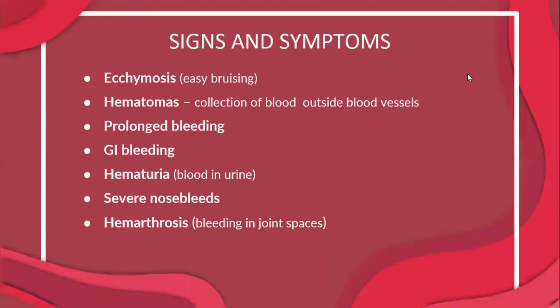So signs and symptoms, of course, there is ecchymosis, easy bruising, hematomas, prolonged bleeding, GI bleeding, hematuria, severe nosebleeds, and hemarthrosis. We need to keep in mind that this bleeding would be life-threatening to patients, most especially if there is bleeding in the brain. It may cause headache, vomiting, sleepiness, or seizures.